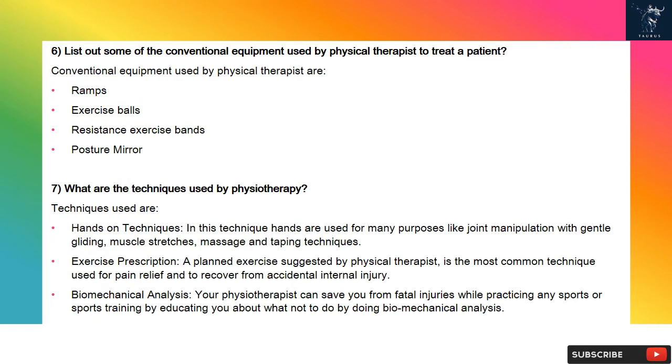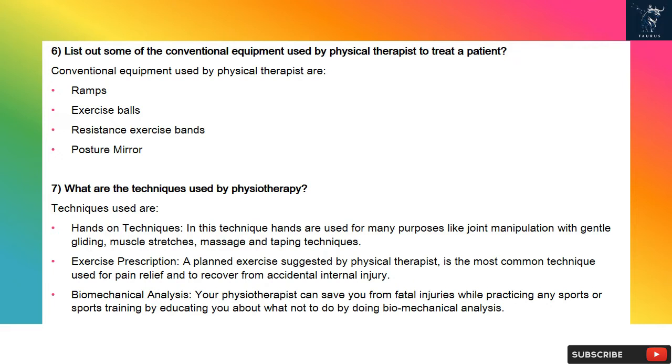6. List out some of the conventional equipment used by physical therapists to treat a patient. Conventional equipment used by physical therapists are ramps, exercise balls, resistance exercise bands, posture mirror. 7. What are the techniques used by physiotherapy? Hands-on techniques.